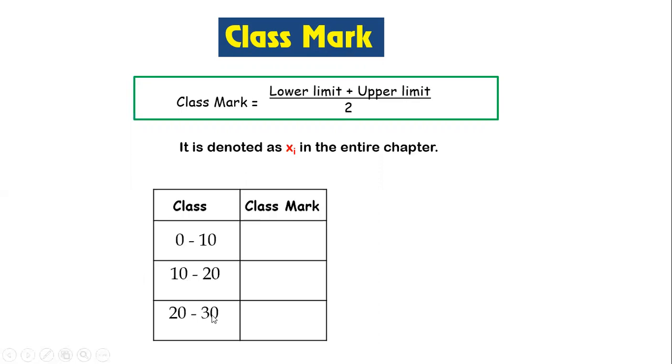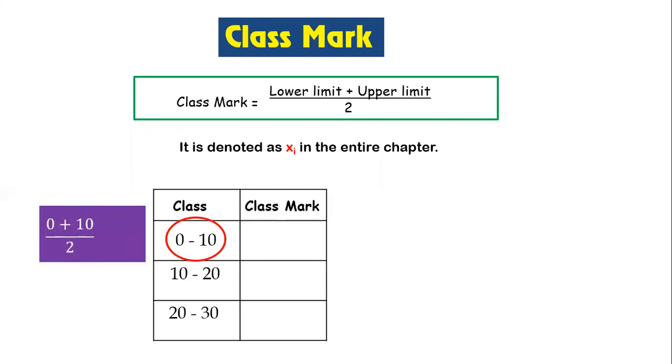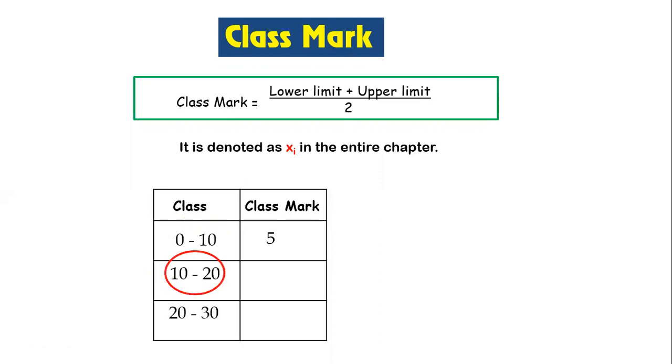So we have to find class mark for each class interval. So let us find out for this first. So when I say lower limit plus upper limit upon 2, I say 0 plus 10 upon 2. Lower limit plus upper limit upon 2. 0 plus 10 is 10. 10 upon 2 is 5. Similarly, 10 plus 20 upon 2, add both the class limits and divide by 2. That is, we have to get the midpoint. So 30 upon 2, that is 5. I'm sorry, 30 upon 2, that is 15.